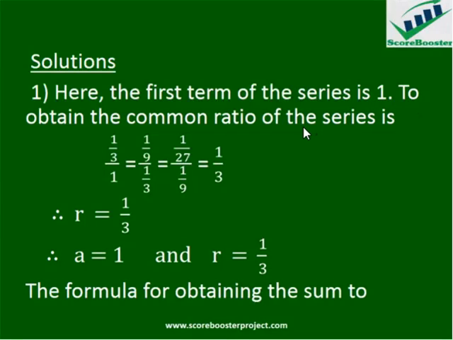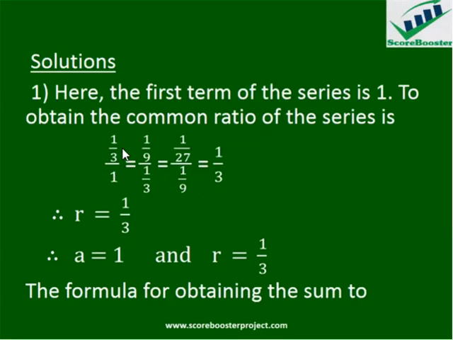So now, to obtain the common ratio of the series, you either divide the second term by the first term, which must be equal to dividing the third term by the second term, which must be equal to dividing the fourth term by the third term. These are the terms given in the series, so we can use any of these to obtain the common ratio. If we evaluate this, it must be equal to evaluating this, which must be equal to evaluating this.